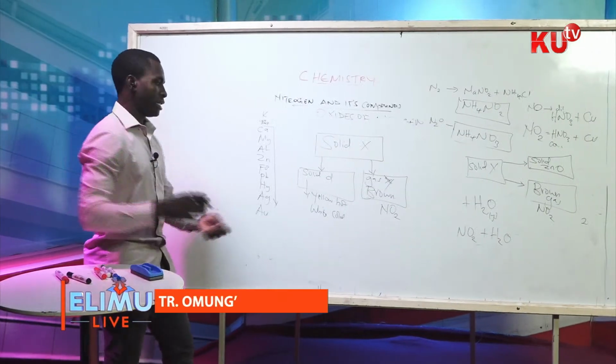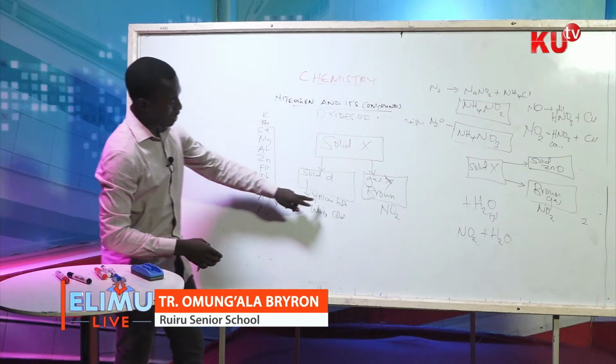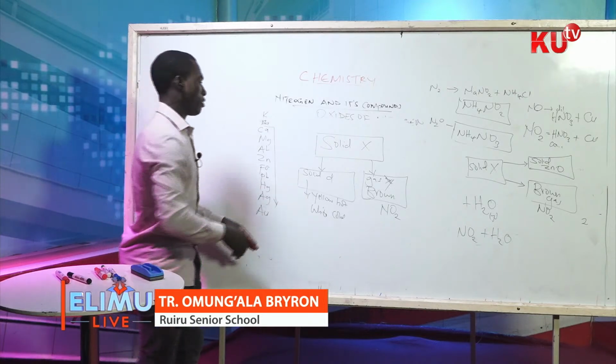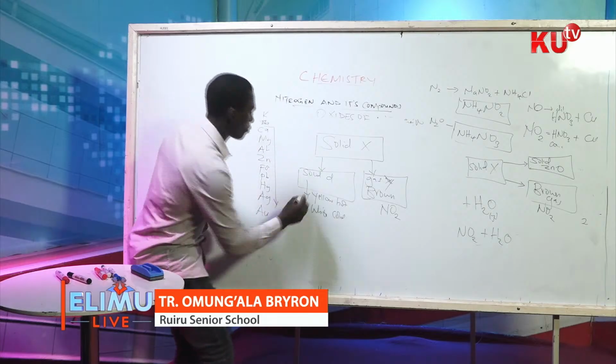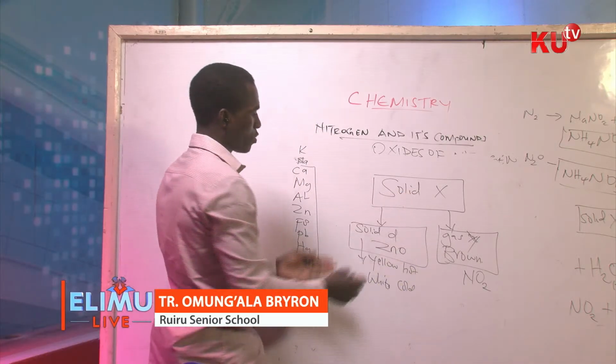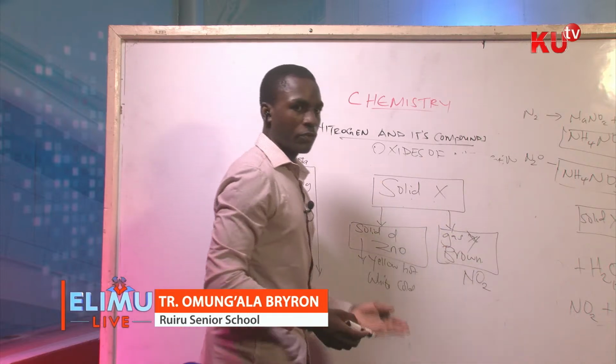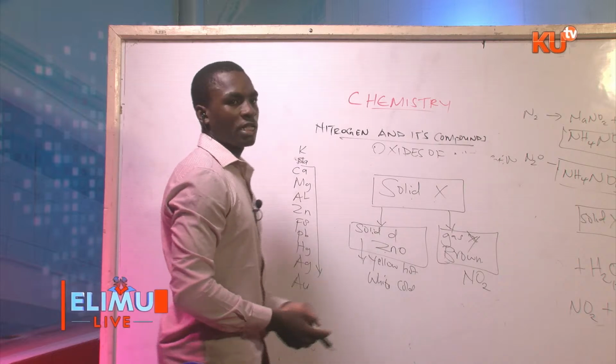And also, you give the identity of solid D. Now, the hint that will give you the identity of solid D is that it is yellow when hot and white when cold. The only such solid is zinc oxide. And now you will be asked to identify solid X. So a solid which when heated, we obtain zinc oxide and nitrogen 4 oxide. Which one is that? It's zinc nitrate, because it cannot be zinc carbonate.